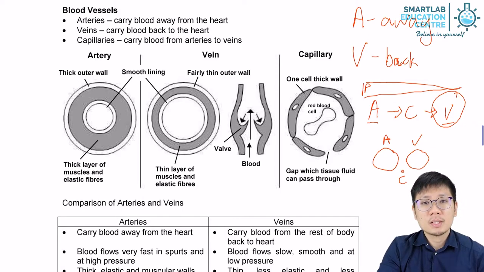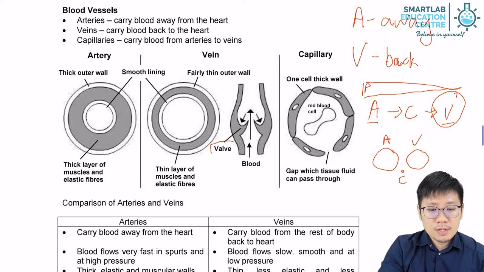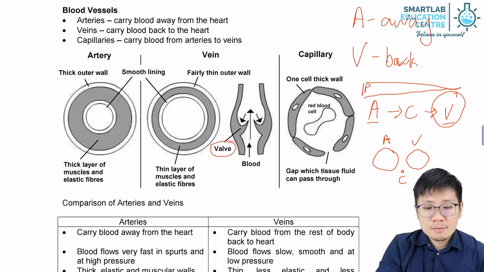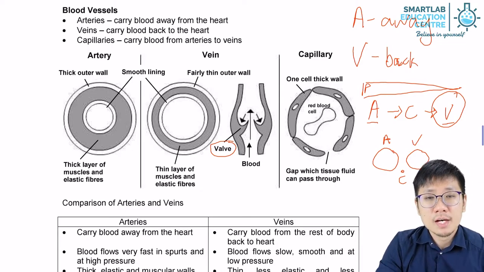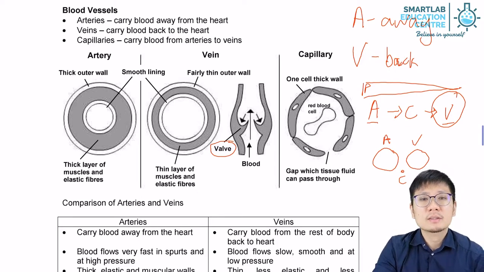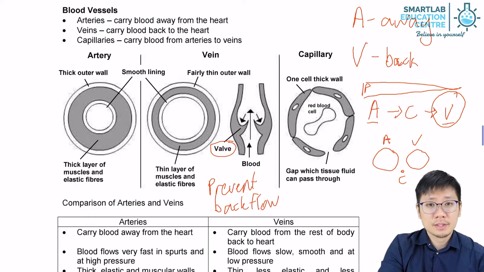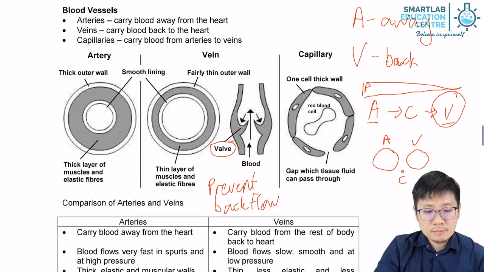However, if the blood is traveling at low pressure, it would mean that the blood moves very slowly also. Then there is the danger of backflow. So this is where valves come in. Veins have valves. Only veins have valves. Arteries and capillaries do not have valves. What's the purpose of a valve? Same as in the heart, the valve is to prevent backflow. Preventing the backflow of blood ensures that blood can continue moving forwards in a single direction. In this case, the blood is able to move back toward the heart. Okay?